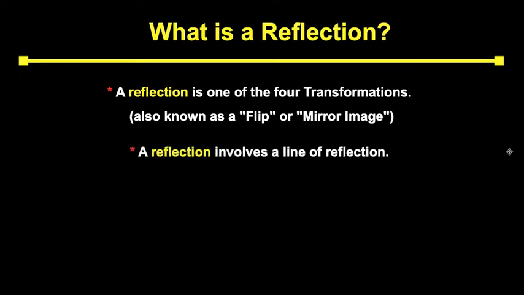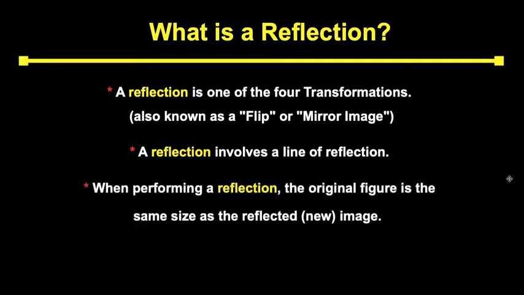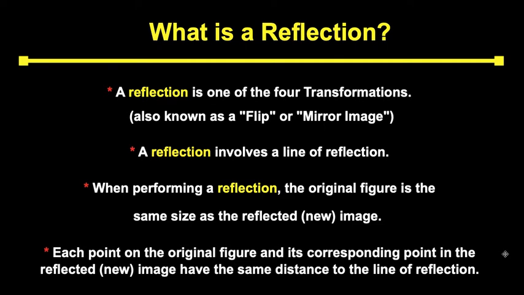A reflection will involve a line of reflection, and we'll talk about that in the next example. When you perform a reflection, the original figure is the same size as the reflected new image. And lastly, each point of the original figure and its corresponding point in the reflected new image have the same distance to the line of reflection. So let's see how this all works in an example.